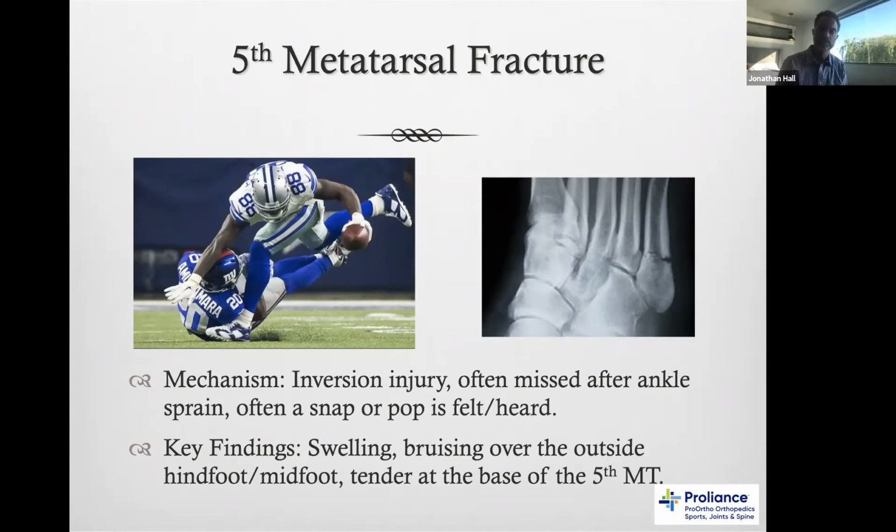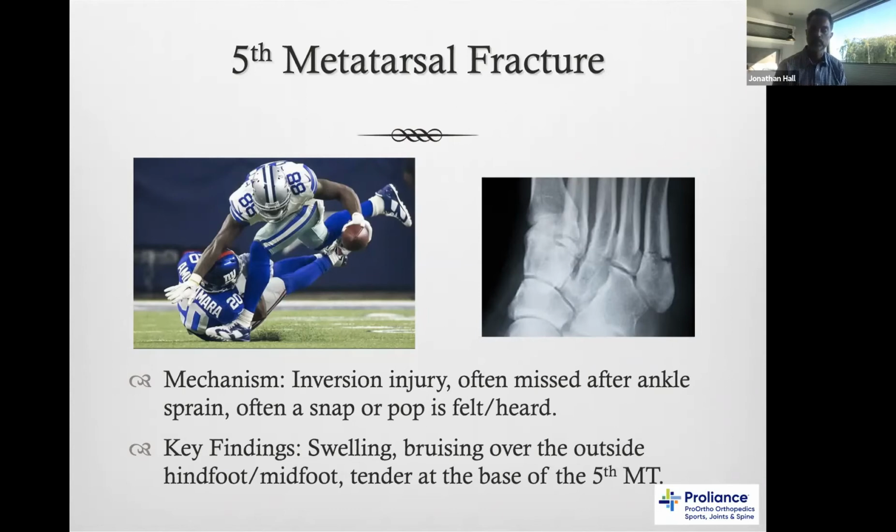This X-ray is a true Jones fracture, and that's where the shaft of the bone and the metaphysis, the more flared out proximal portion, come together. The blood supply to the bone there comes from the middle of the shaft and the base of the bone, and so it kind of peters out right there. So the blood supply isn't quite as good in that region.